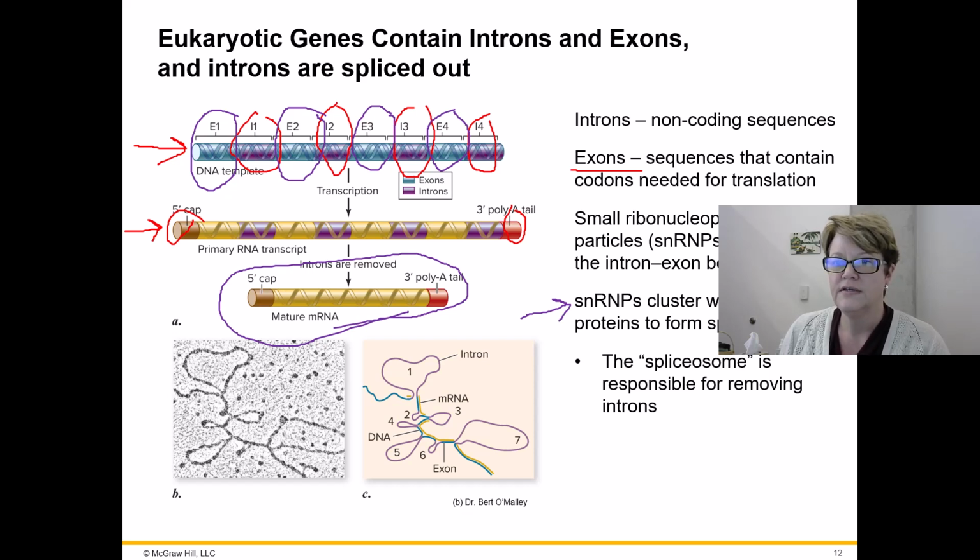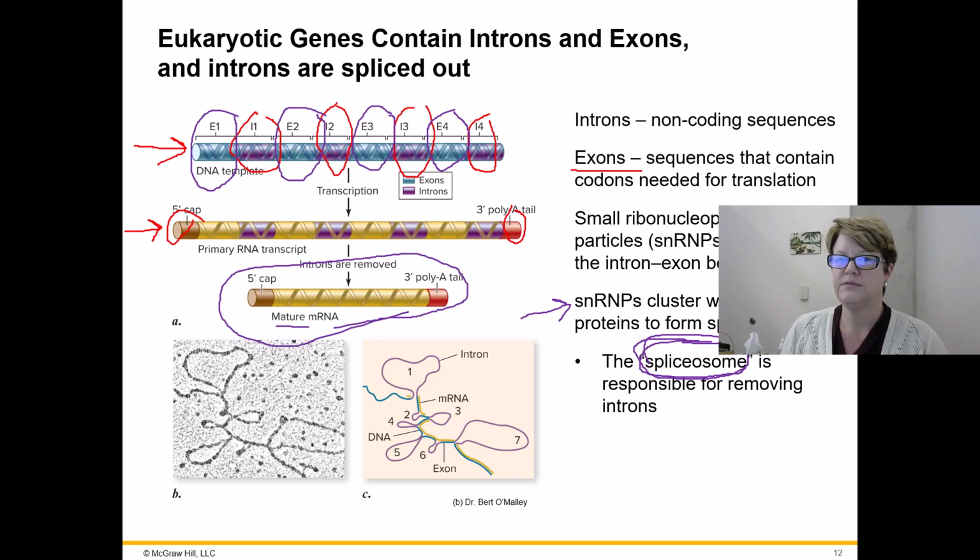It's called the spliceosome. And the spliceosome consists of proteins and a special type of RNA called small nuclear ribonucleic acid. And that makes snRNPs. Anyway, it's all part of this structure called the spliceosome, which does the splicing. It removes the introns and it connects the exons together. At that point, the mRNA is called mature.